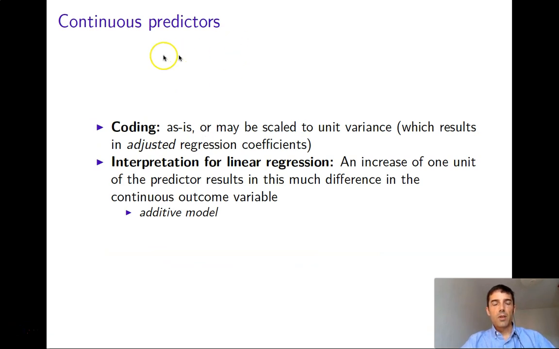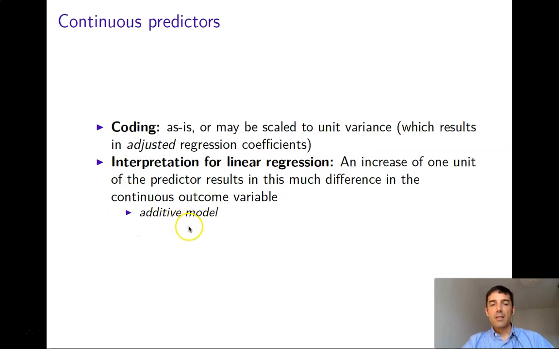Now the x values can be continuous or discrete. For continuous predictors, they can be coded as is, or they might be scaled to unit variance, which results in so-called adjusted regression coefficients. And the interpretation of these for as-is coding is that an increase of 1 unit of the predictor results in this much difference, that is the value of beta, in the continuous outcome variable. If they were scaled, then the interpretation would be that an increase of 1 standard deviation of the predictor results in an increase of beta in the continuous outcome variable.